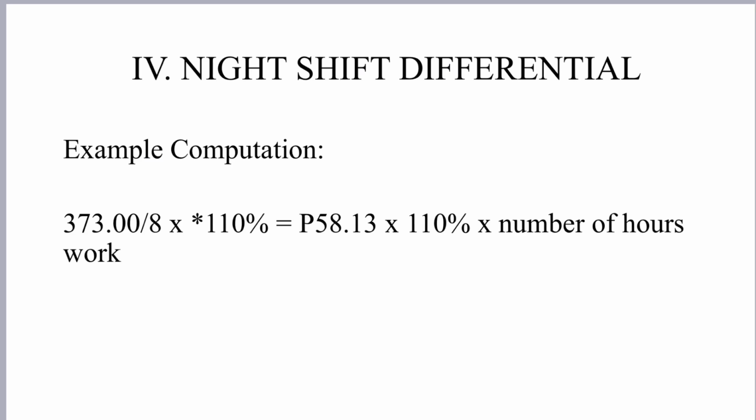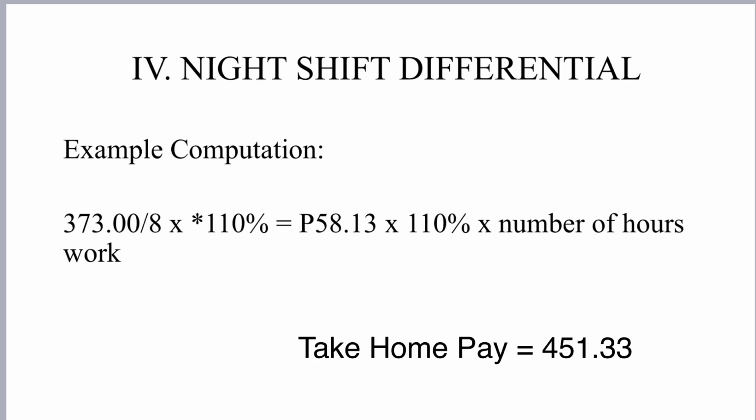An employee is paid with minimum wage of Lucena amounting to 373 pesos. You divide it by 8 to get his hourly rate. Then multiply it by 110% to get its percentage equivalent. Again, multiply by 110% and then multiply by the number of duty hours. Example is 8 hours. It is accumulated from graveyard shift duty from 10 o'clock to 6 o'clock.